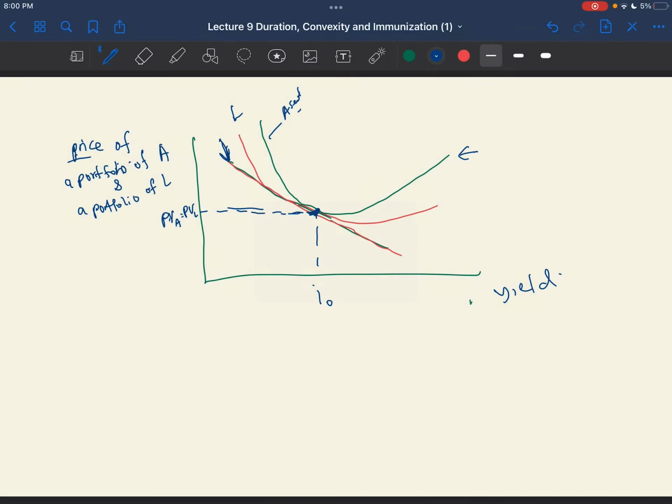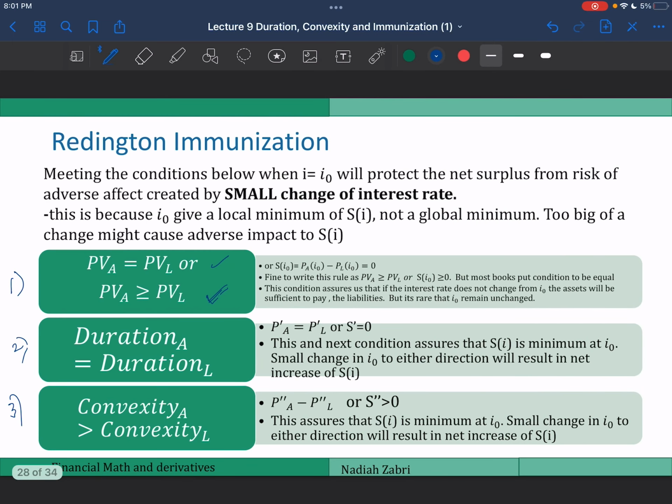So from this you can see that by doing this, any movement of I, increase or decrease from the I naught, will improve the net position, because if you see here, if it moves here, the price of asset will be higher than the price of liability, so our net position will improve. If it moves in this direction, our net position will also improve. So these three conditions will ensure that in any movement, but it has to be a small movement.